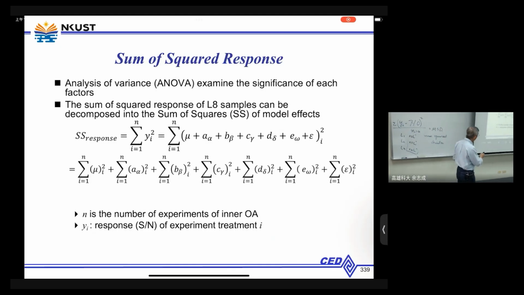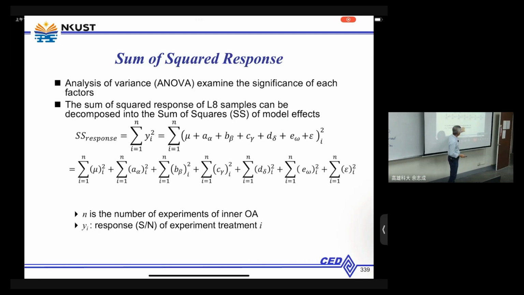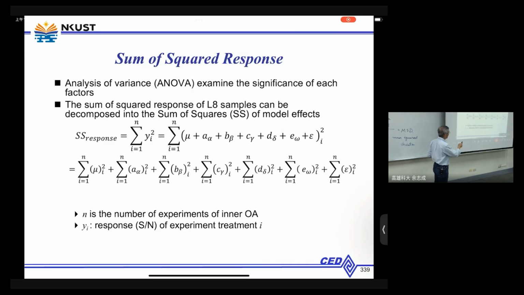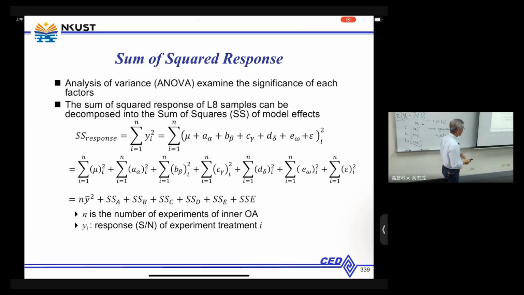Here, N is the number of experiments. So N in this case will be 8, because we are using L8. So we have 8 experiments, Y1 to Y8, and this will be the total response sum of squares. So the total response sum of squares of all 8 experiments can be calculated like that.